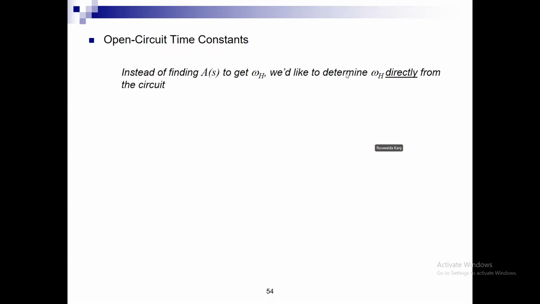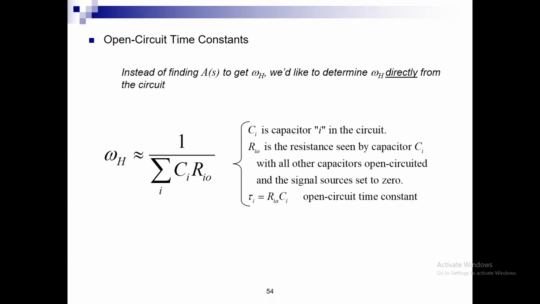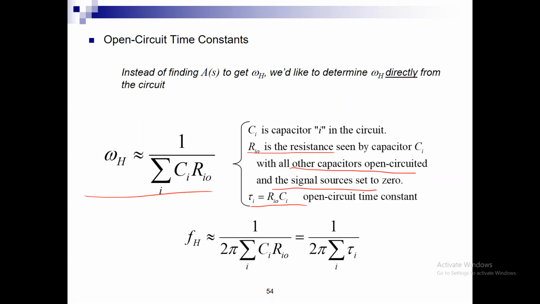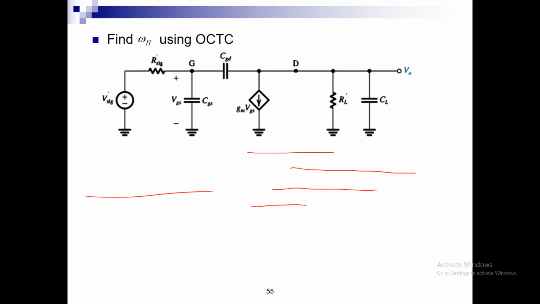Okay, so then here, this is the rule that we just spoke about. Set the signal source to 0, all capacitors opened. Rio gives us the time constant. It's a summation of the time constants. Great. So the frequency is omega divided by 2 pi, right? So we divide by 2 pi. Okay, so let us come back now to this circuit that we have here.